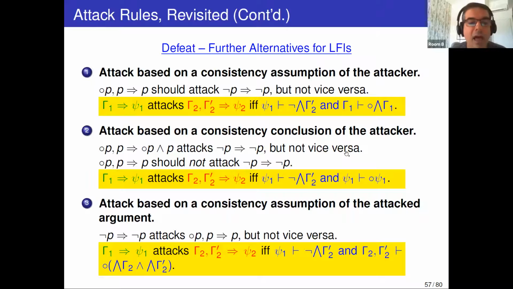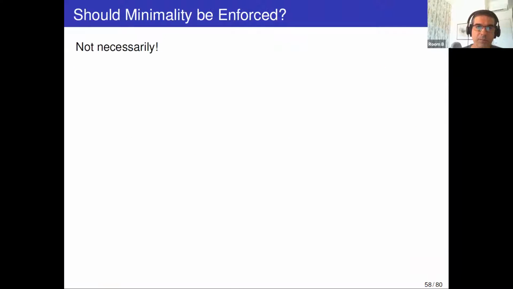Similarly, we can have another variation which is based on the consistency of the conclusion of the attacker. So in this case, we just have to add to the original condition a new condition that says that the conclusion of the attacker is consistent, and a third variation is based on the consistency assumption of the attacked argument. And again, this involves another condition to the standard condition of the original rule.